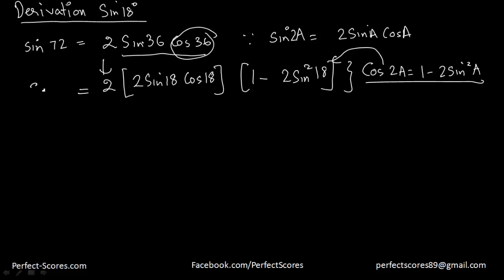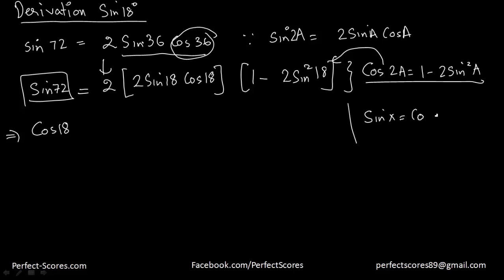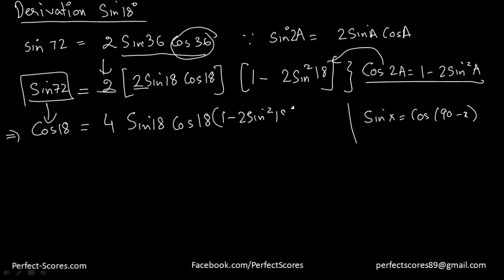Now another thing is that this is equal to sine 72. The next step is going to be to convert this sine 72 into cosine 18. Why is that? Because sine of x is equal to cosine of 90 minus x. So I've used this identity to convert sine 72 into cosine 18. So that is going to be equal to, this is 2 and this is 2, 4 times sine of 18 into cosine of 18 into 1 minus 2 sine square 18.